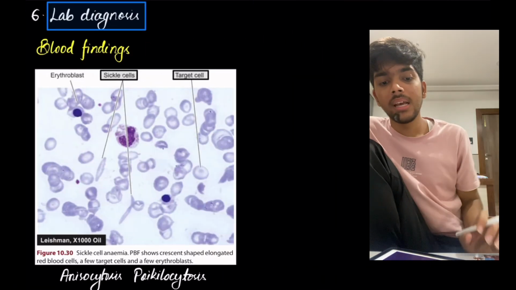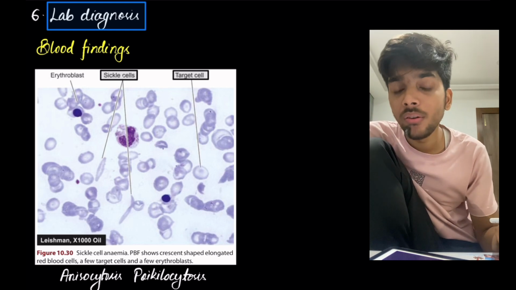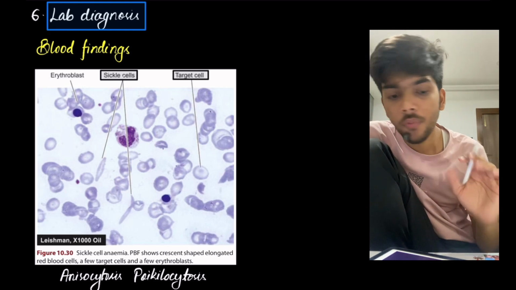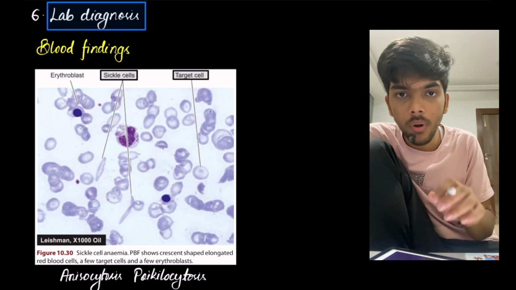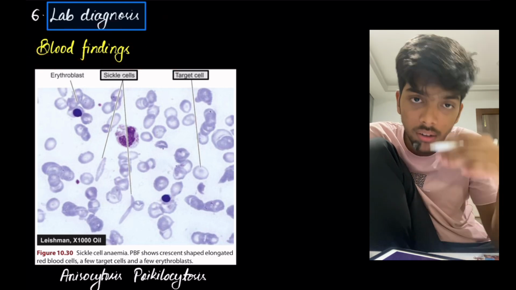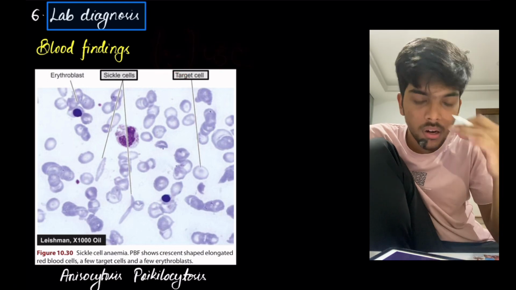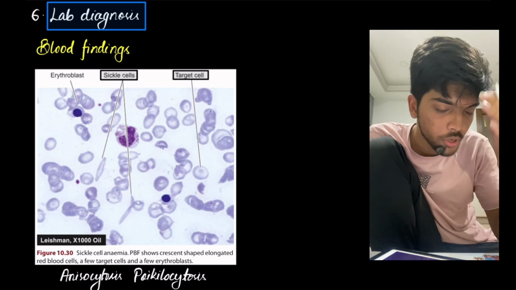All right. Next up, lab diagnosis. So what are the features that you are going to see upon diagnosing anemia in lab? So first is your blood findings. You draw blood, take it on a slide, or you take it in a test tube. In slide, you look at it under microscope. In test tube, you carry out CBC. So first, under microscope, this is what you're going to find.